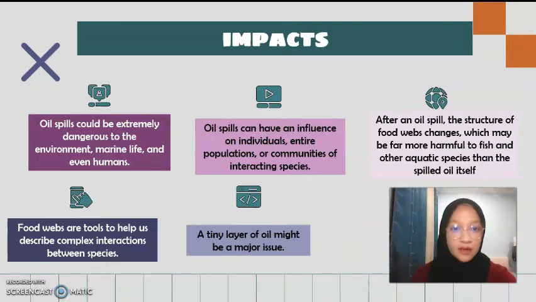A tiny layer of oil might be a major issue. Oil floats on the surface of the water after a spill because it is less dense than water. It does not, however, just sit there like a big blob. The oil will normally spread fast across the water surface until it forms a thin film of oil known as an oil slick. Then it continues to spread out until it forms a sheen, S-H-E-E-N, which is a very thin layer.